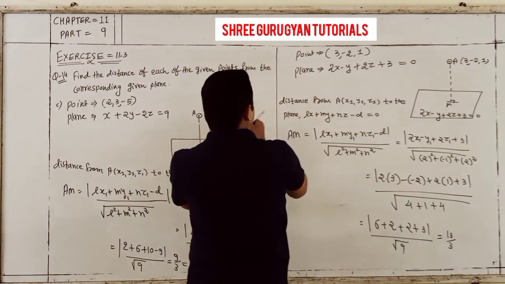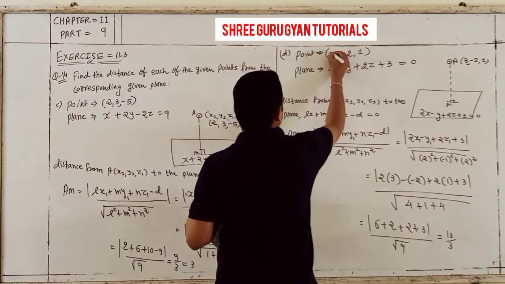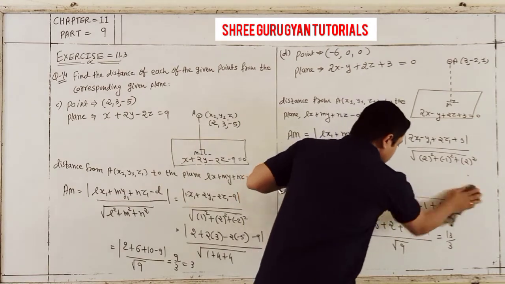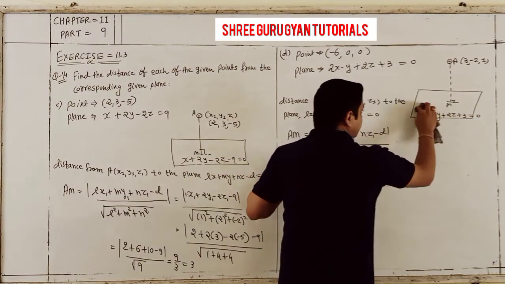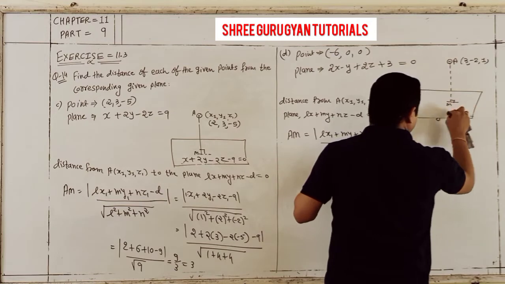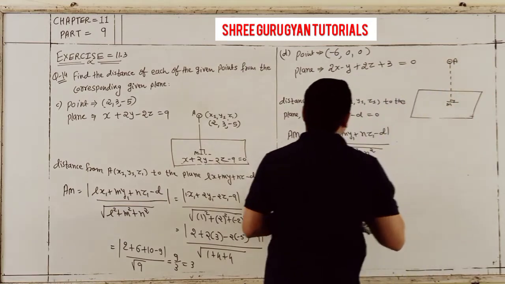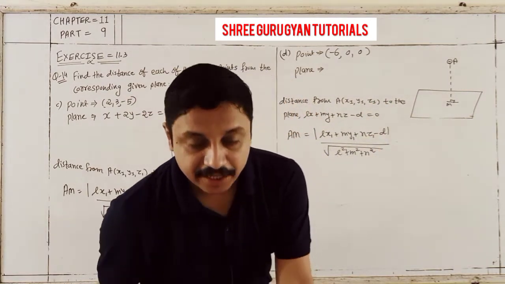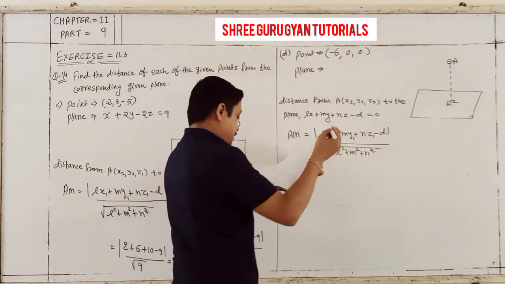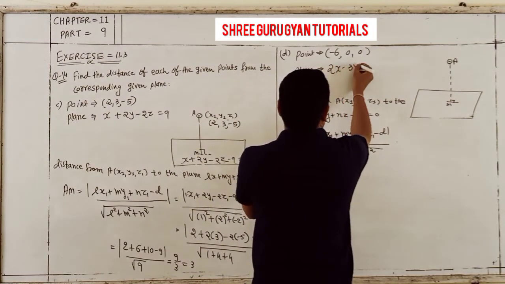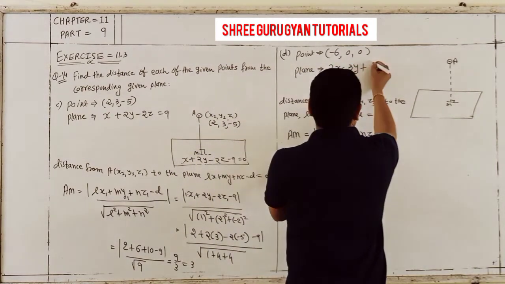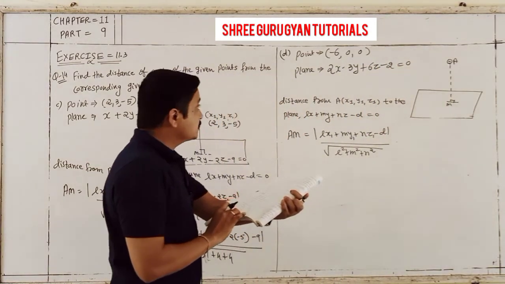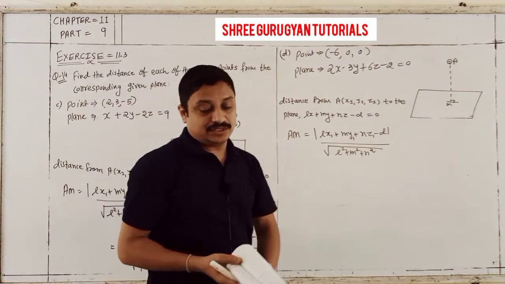Question number D, the fourth one: the point is minus 6, 0, 0, and the plane is given the same as in the question, students. The point and the plane are changed. The point is minus 6, 0, 0 first, and the plane is 2x minus 3y plus 6z minus 2 is equal to 0.